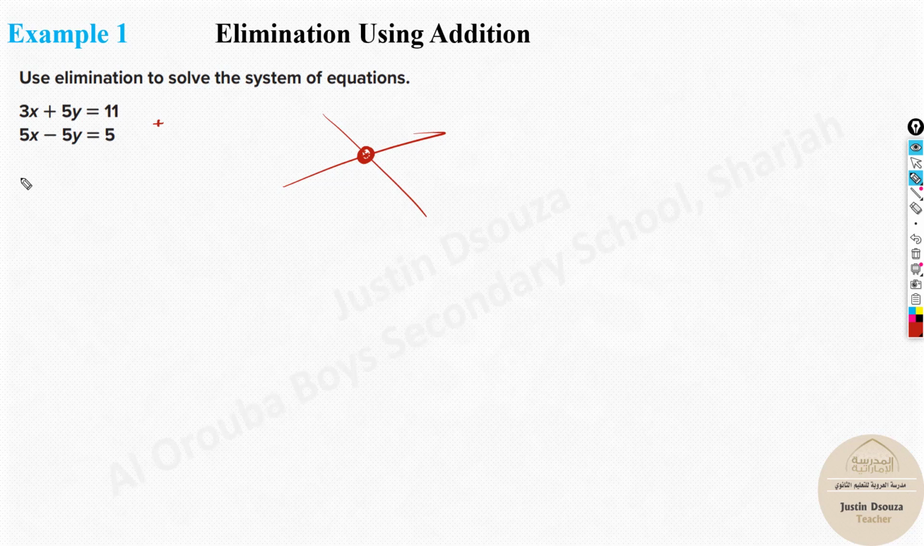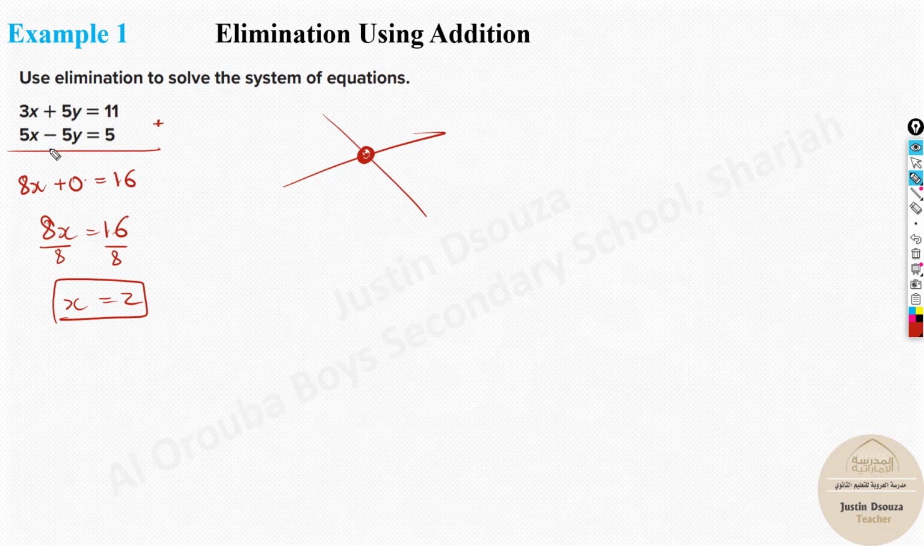So we add them. 3x plus 5x is 8x. And over here, plus 5 minus 5 becomes 0. So I'll just write 0 here, 0y, or you can even leave that blank, it's fine. And 11 plus 5 is 16. Now, I have got 8x equals 16 remaining. So take the 8 to the other side or divide both sides by 8. You're going to get x is equal to 2. And this is the answer for x.